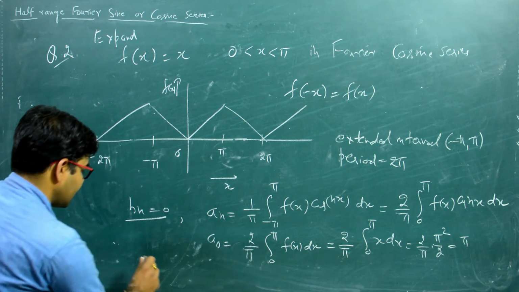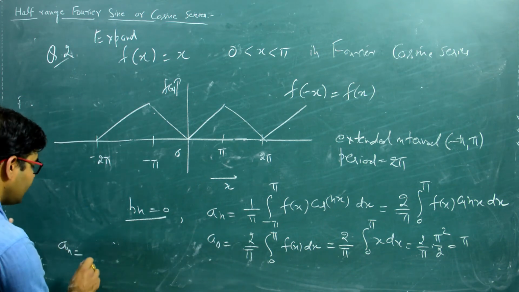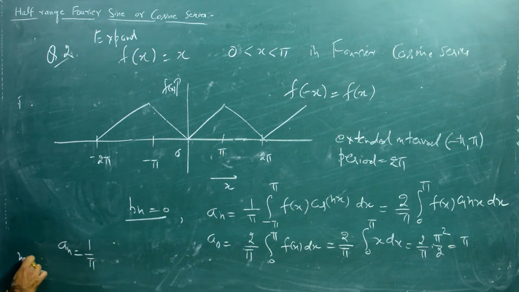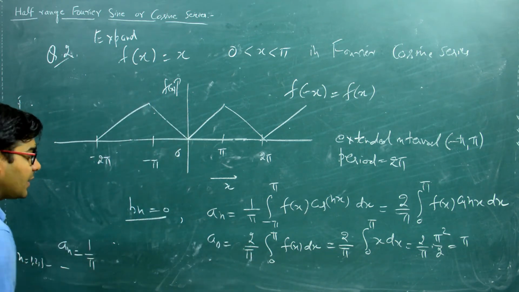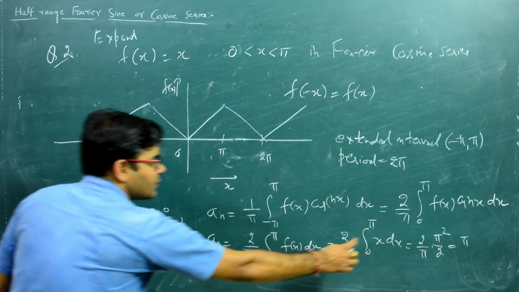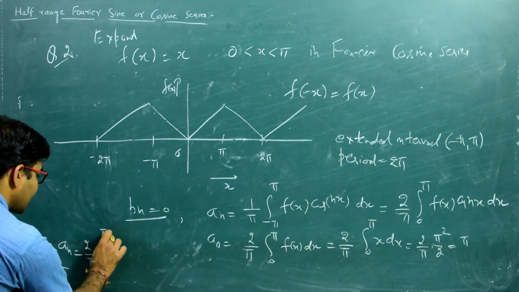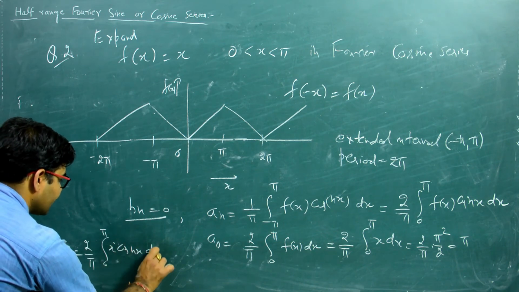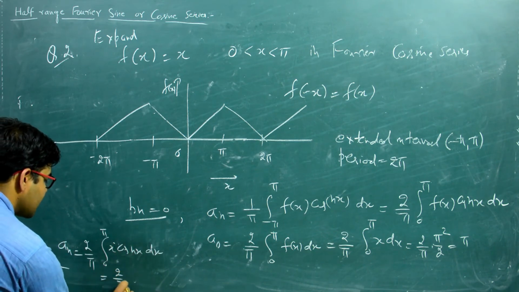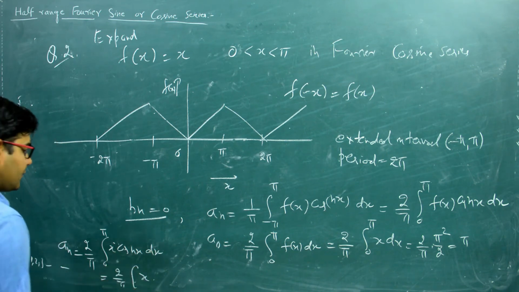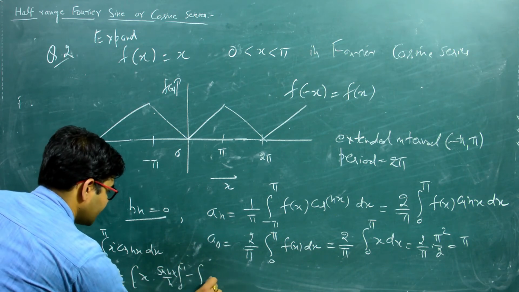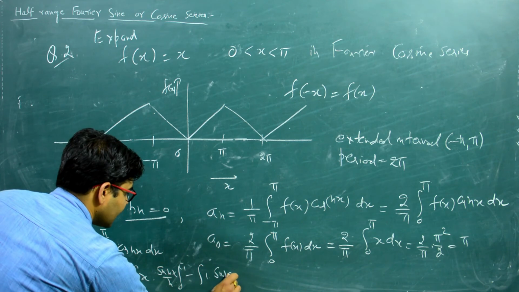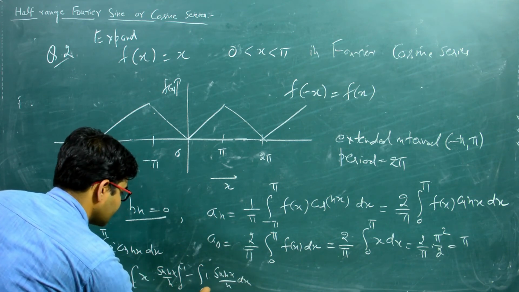For the other an's, an would be equal to 1 over pi, and in this case n is equal to 1, 2, 3 and so on, because for n equal to 0 we have solved it separately. So an equals 2 over pi, using this formula, the integral from 0 to pi of x cos nx dx. First we have to solve this definite integral: first function as it is, times the integration of the second, from 0 to pi, minus the differential of the first times the integration of the second, integrated from 0 to pi.